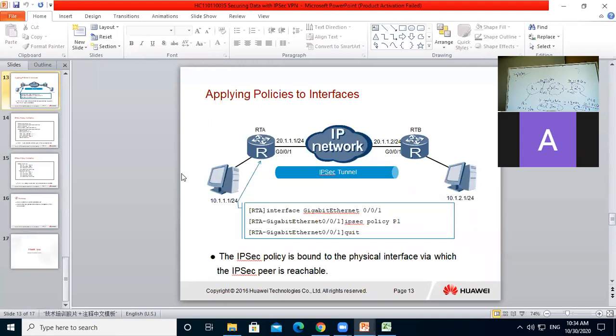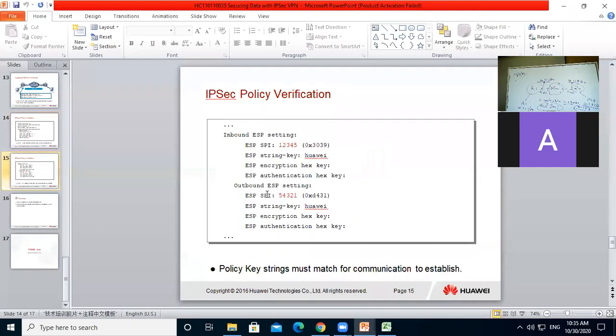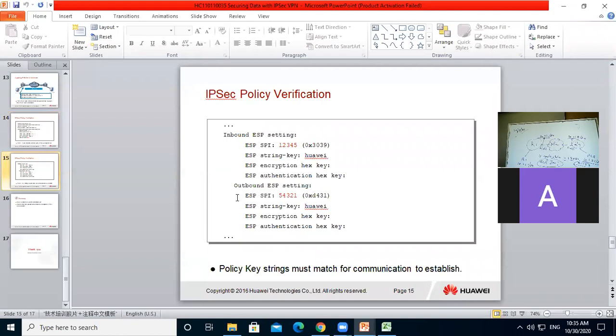Next we have applying the policy to the particular interface, which means you must enter that interface. How can we enter the interface? Interface GigabitEthernet 0/0/1. Then after that, you assign ipsec policy 1. Then quit, and return back. If you want to check the IP security policies, it will tell you all the information about the IP security policy. Next is all about the verification part.